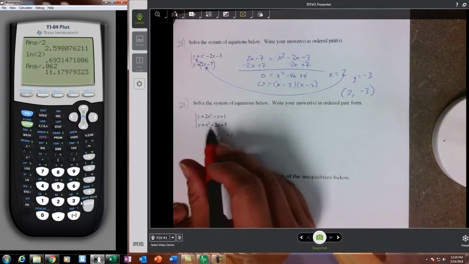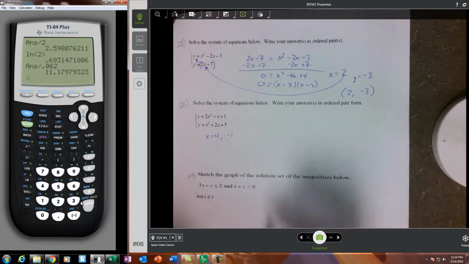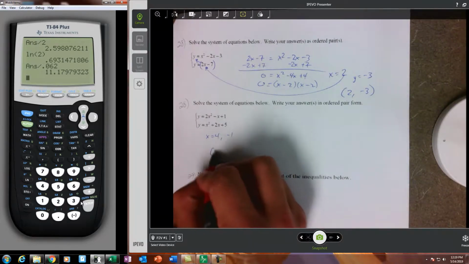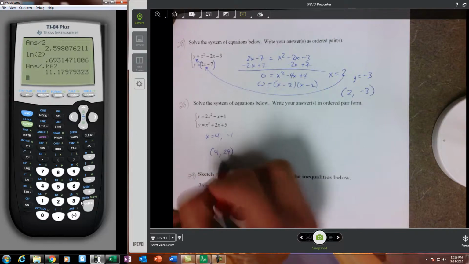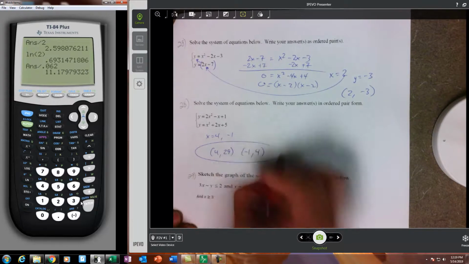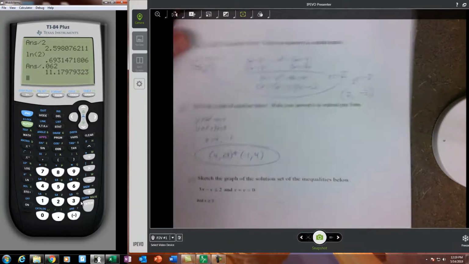Go through the same process down here, factor and solve, and you'll get that x is 4, negative 1. Plugging those back in, you get that 4 produces a 29 for a y value, and negative 1 produces a 4 for a y value. End up with those two answers.